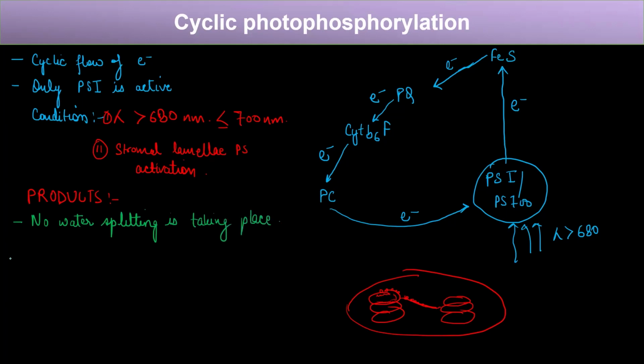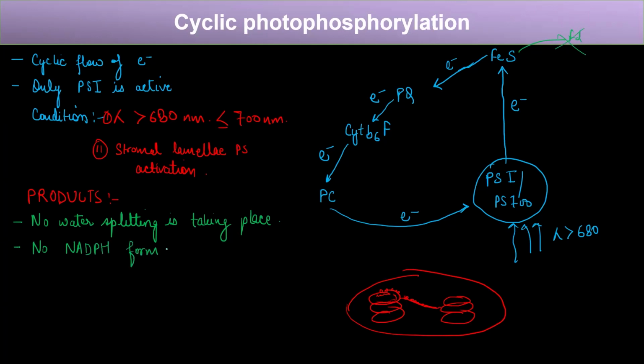So no water splitting is taking place, first thing. Now the question is, if there is no water splitting, will there be formation of oxygen? The answer is no, right? Now the second thing is, is there NADPH production? Again, the answer is no. There is no NADPH production because for NADPH, the process should go in this direction, Fd to FNR and then to NADP plus, but this does not happen during cyclic phosphorylation. So here, no NADPH formation.